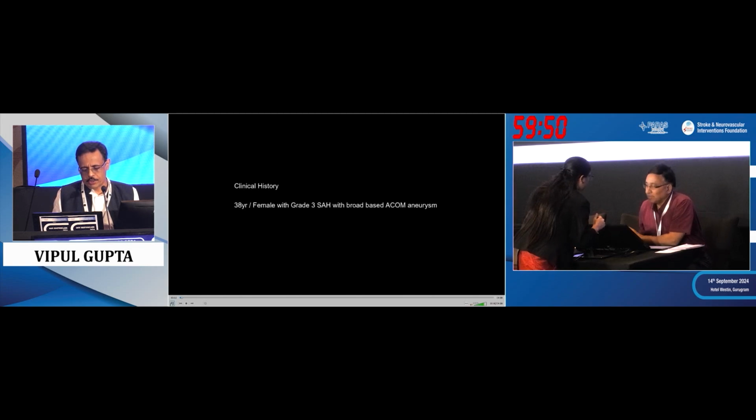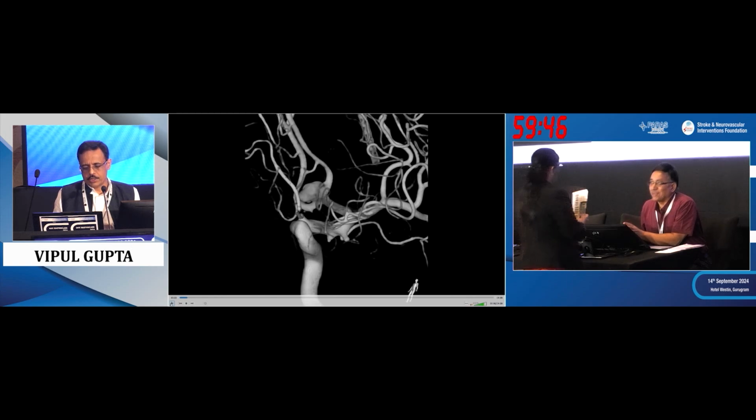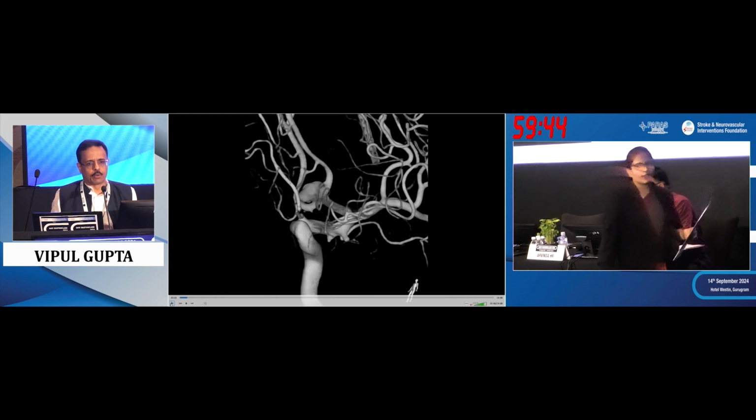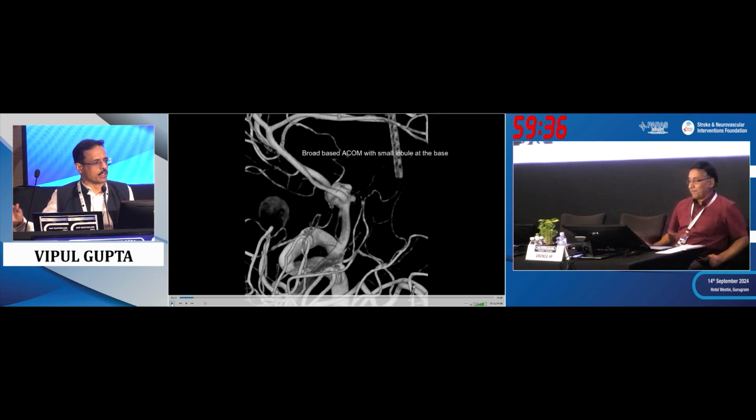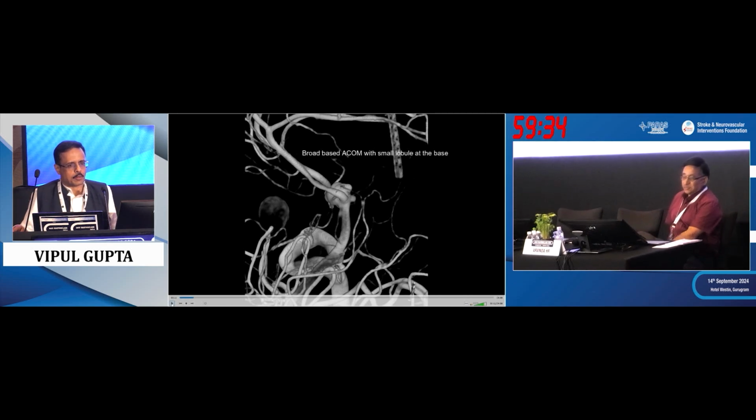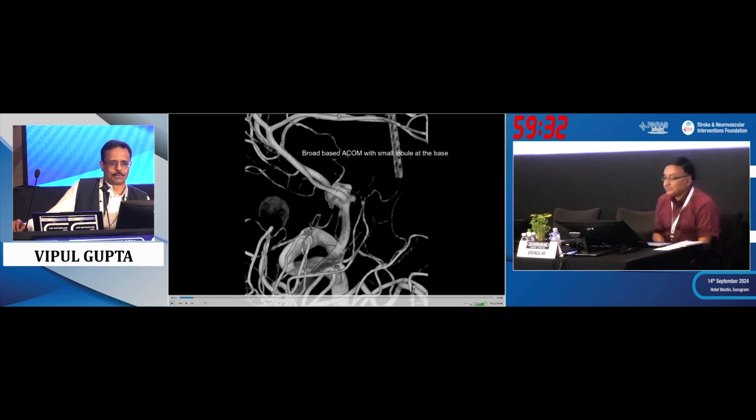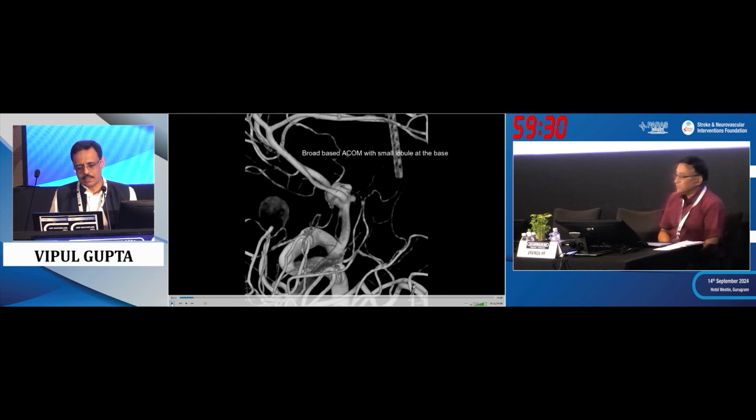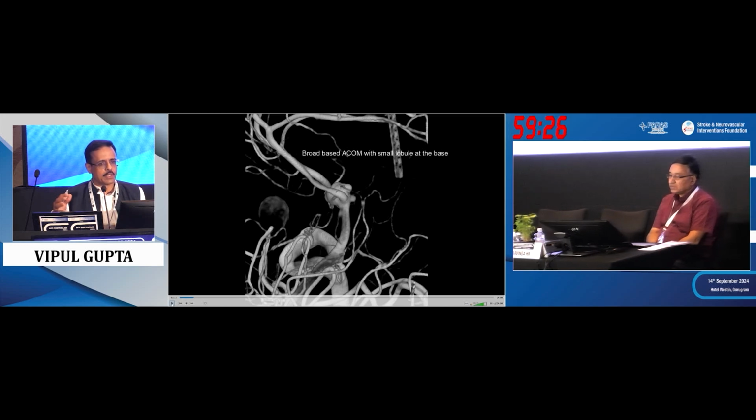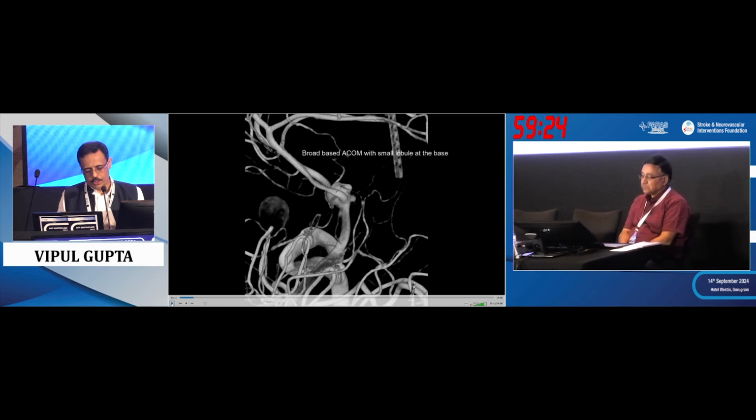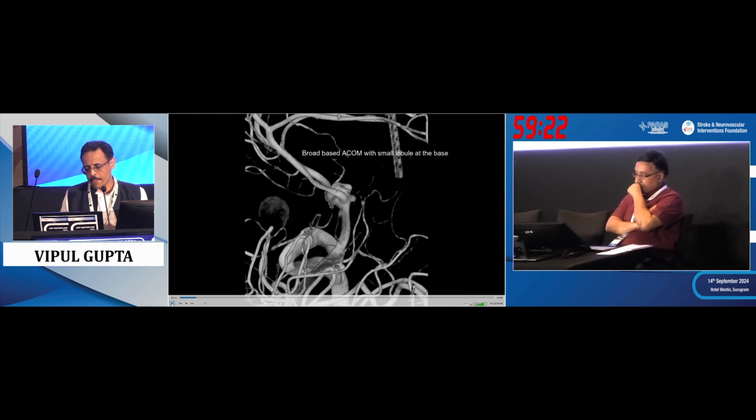A 38-year-old female patient with grade 3 SAH, and this is the aneurysm, all right? It's a very broad neck ACOM aneurysm. Let us show the other angles as well. It was multilobulated. Here you can see there's a lobule near the neck. I think Vincent showed a case of an intracircular device with near the neck. This is the anatomy, almost the down the barrel view. You can see the aneurysm is really involving the ACOM complex.